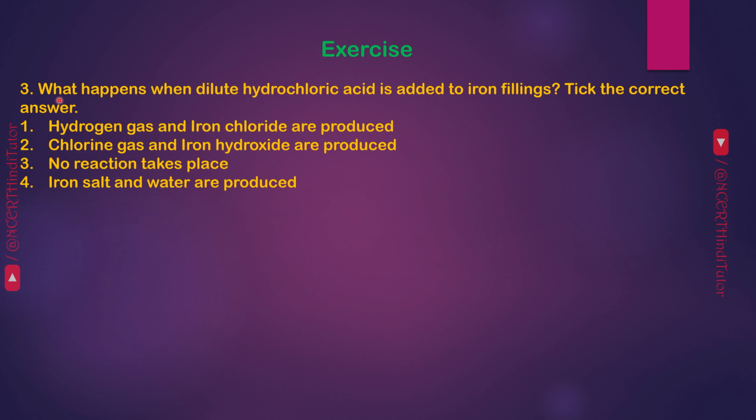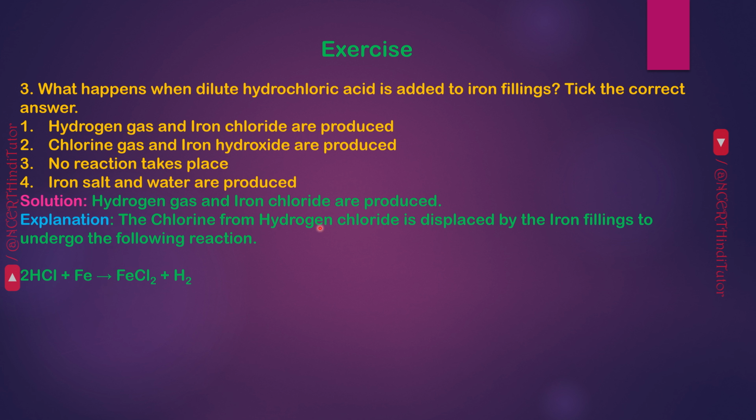Question 3. What happens when dilute hydrochloric acid is added to iron filings? Answer: hydrogen gas and iron chloride are produced. The hydrogen from hydrogen chloride is displaced by the iron filings to undergo the following reaction. 2HCl plus Fe gives FeCl2 plus H2. Here Fe is iron and H2 is hydrogen.